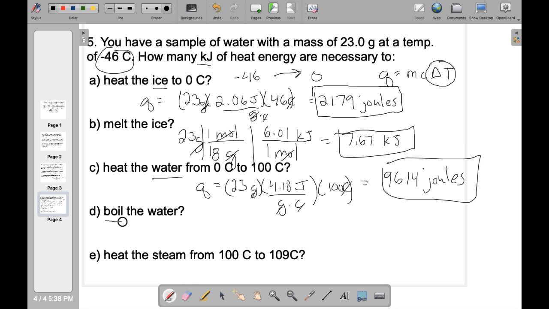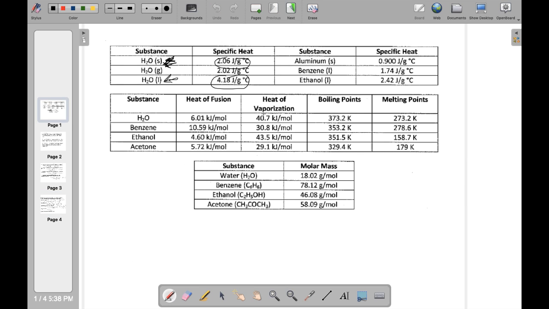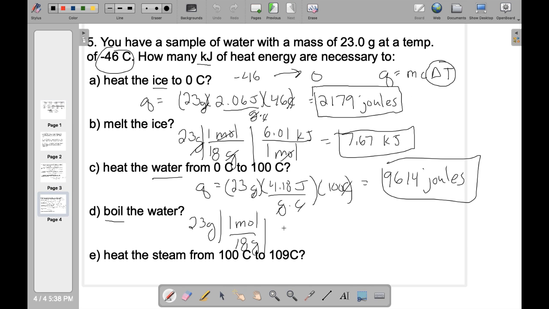Okay, now we want to boil the water. So we have to go back to this method. We have to use the heat of vaporization. We have 23 grams, 1 mole is 18 grams. Now what is the heat of vaporization? It has it right here. Look how much of a difference that is. It takes a lot more energy to take this water and turn it into gas than it did to take the ice and turn it into a liquid. This is 40.7 kilojoules per mole. 1 mole is 40.7. Sorry, it's kind of hard to see, kilojoules.